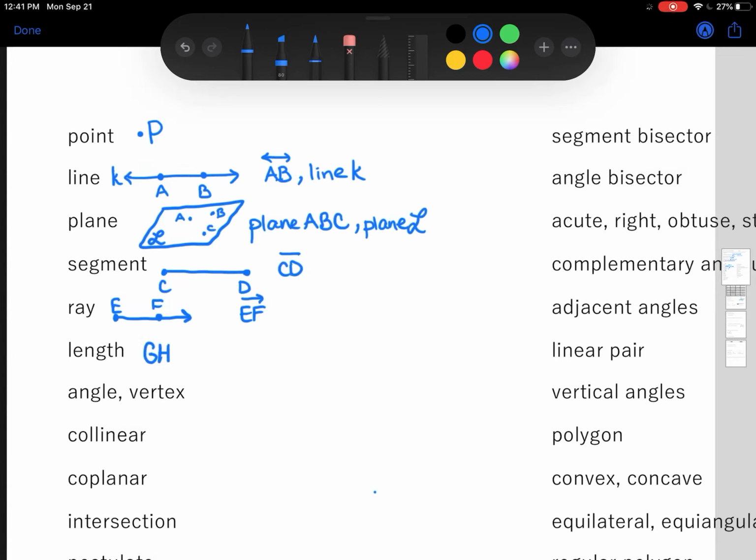If you ever see 2 letters stuck together like this, all it means is the length from G to H, the length of the segment. So GH, maybe it is going to have you do a distance formula.